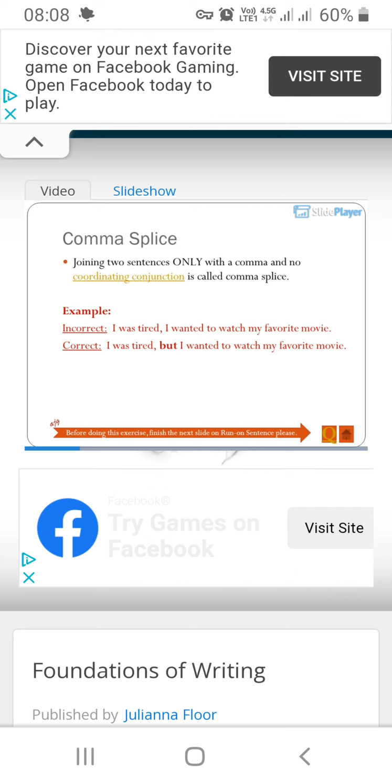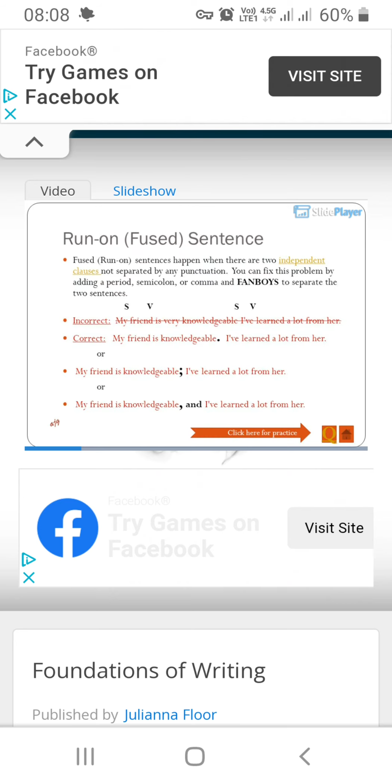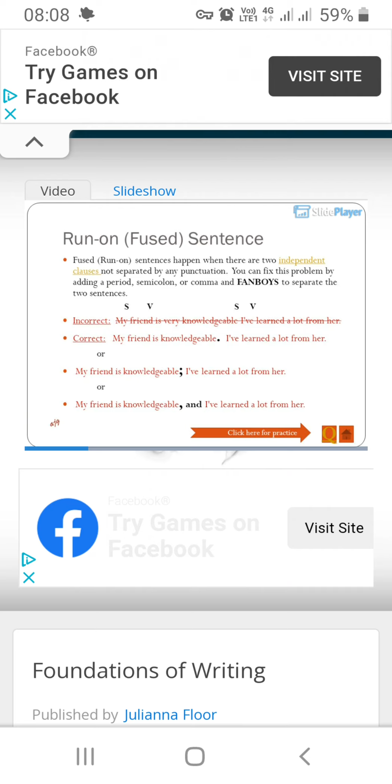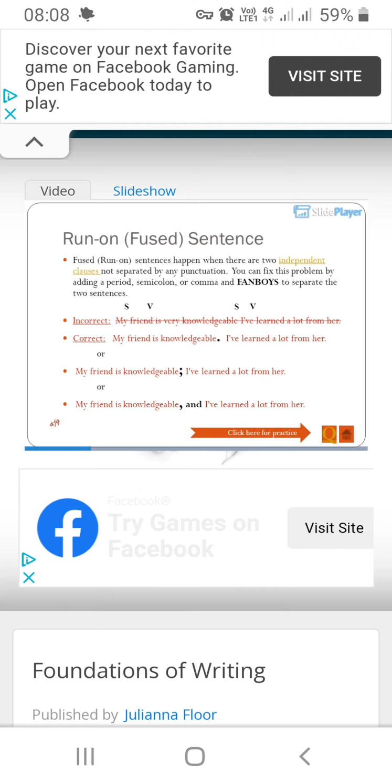Run-on, fused sentence. Fused, run-on sentences happen when there are two independent clauses not separated by any punctuation. You can fix this problem by adding a period, semicolon, or comma and FANBOYS to separate the two sentences.